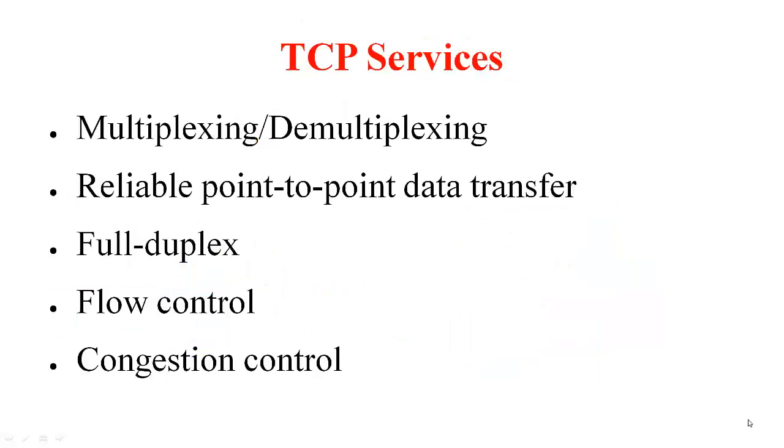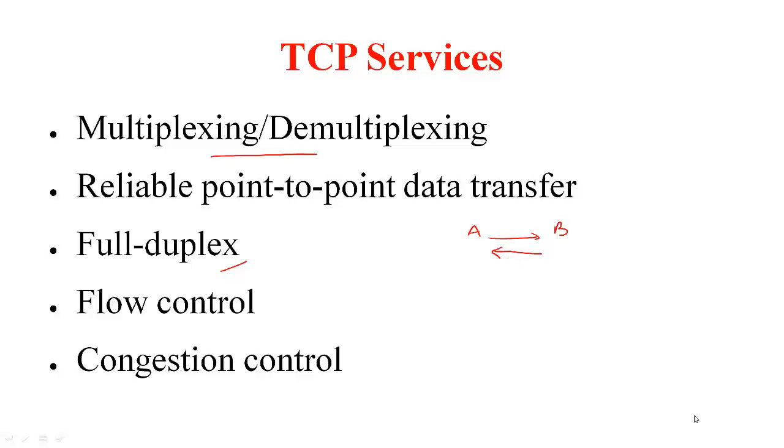So here are the services offered by TCP. Like any other transport layer protocol, it does provide multiplexing and demultiplexing service. In addition to this, it also provides reliable point-to-point data transfer. It is also a full duplex protocol, by which I mean if you want to send data between A and B as well as B to A, the same connection can be used to send data in either direction. You don't need two separate connections.